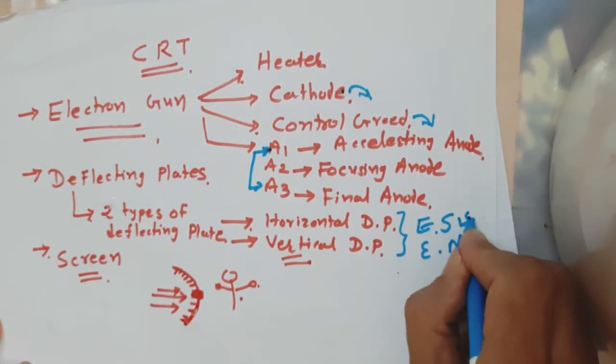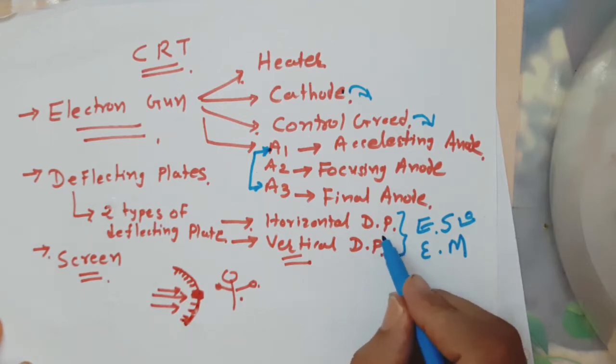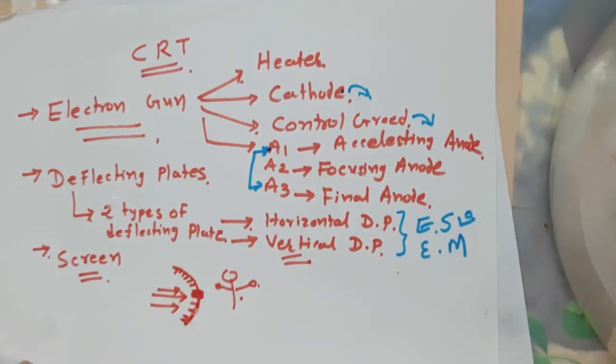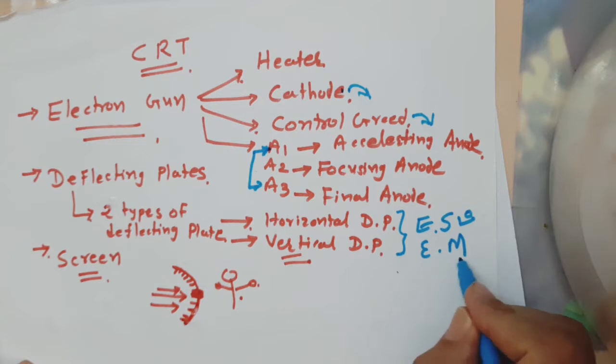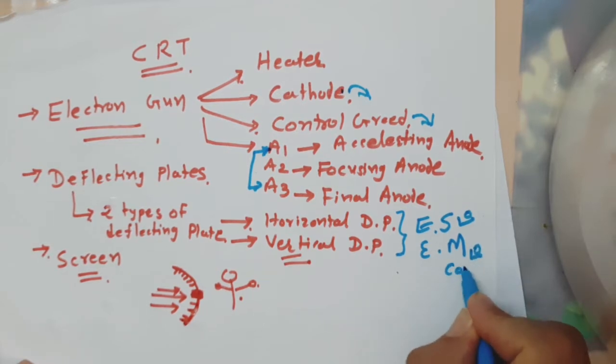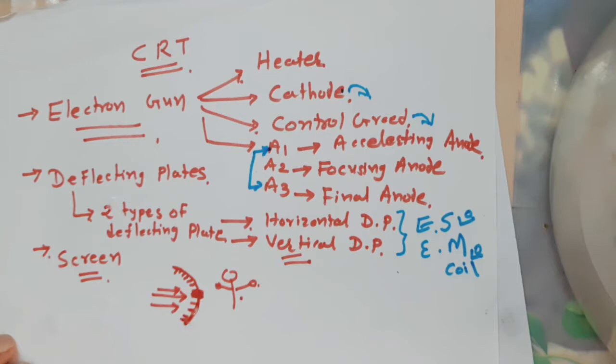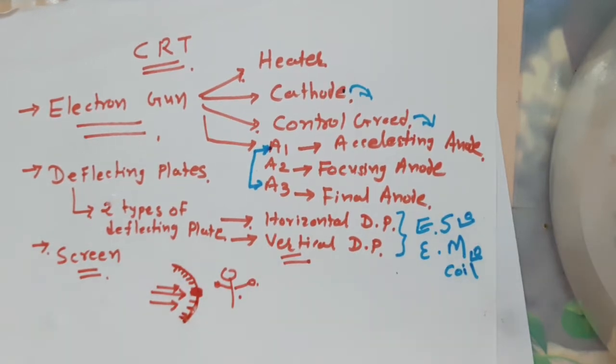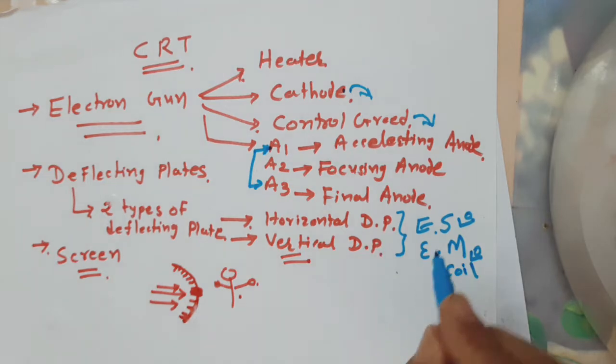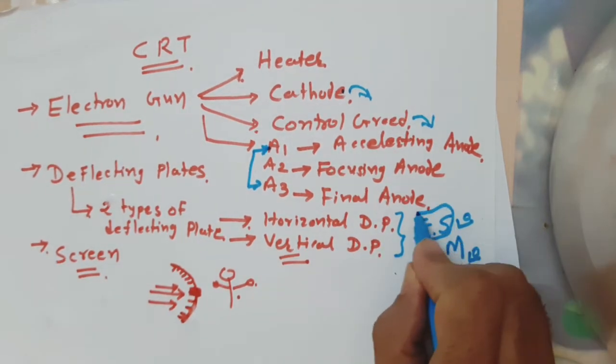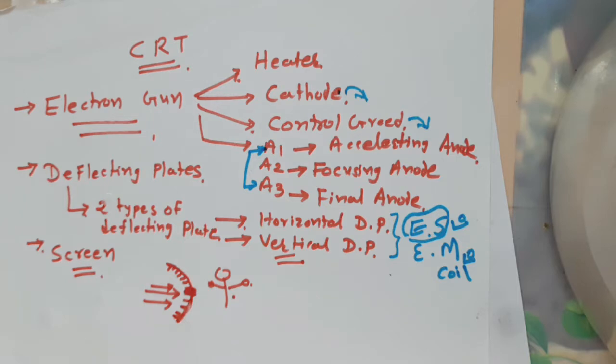In electrostatic deflection, we are using deflecting plates that we can see on the graph. In electromagnetic deflection, we are using a coil to deflect the beam. Instead of using plates, we use a coil. So what happens? A magnetic field is generated. So whatever deflection takes place in the CR tube is due to the magnetic field. Here we are using electrostatic deflecting plates.